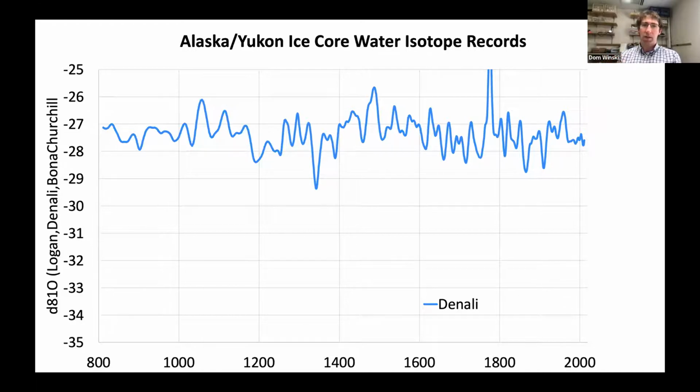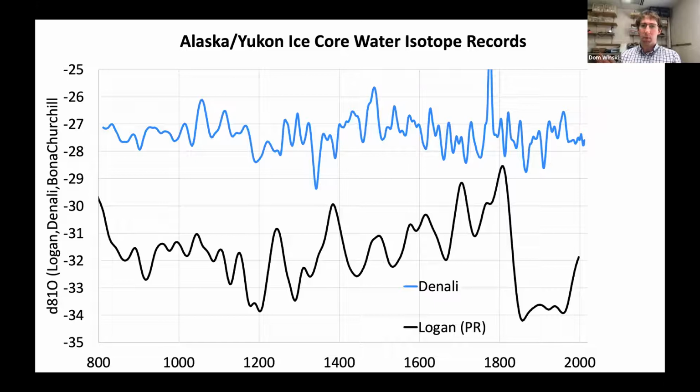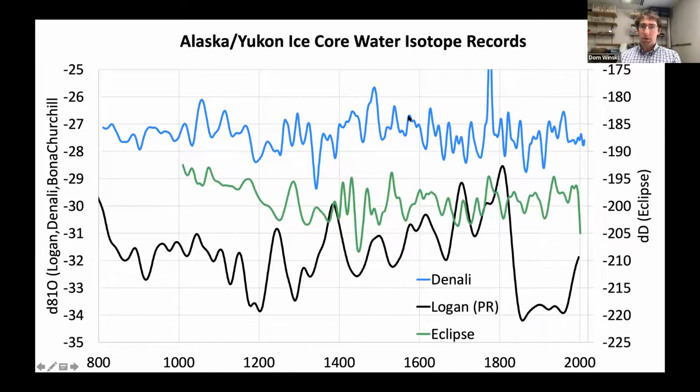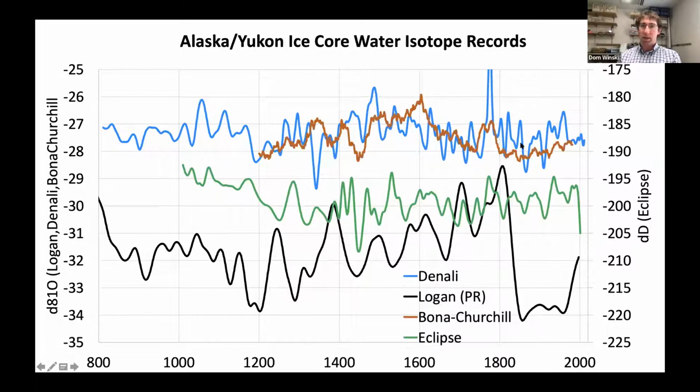Not only that, but it's really different from this other record here on Mount Logan nearby, which shows a completely different structure. It has this big shift in the 1800s that's not seen on Denali. And it has different sets of ups and downs, which is not something we would expect, since these cores are really quite close together. I'm going to show a third record, which is now Eclipse, which shows also its own thing. And finally, a fourth record from Bona Churchill, which to my eye looks kind of similar to Denali, but it's also certainly not the same either.